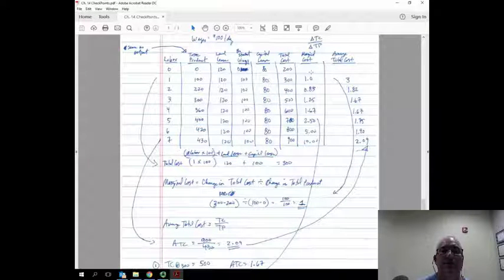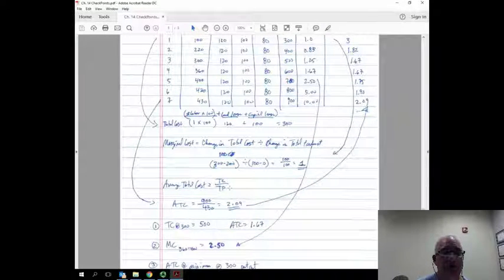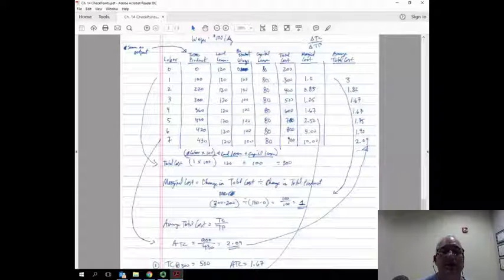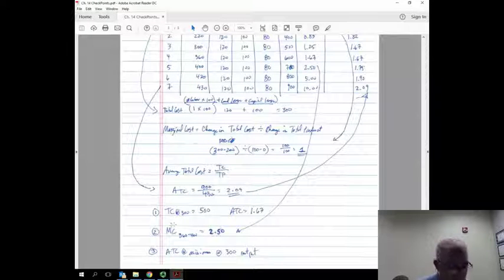Marginal cost, again, is the change in total cost over the change in total product. Okay, and the average total cost is total cost divided by total product. Okay, so need to generate all these columns here, and I've done some math down here to kind of help you figure some of this out. So again, let's look at some of the solutions here. The first one, total cost and average total cost. We got that. Total cost at 300 is 500 right here, and the average total cost then is 1.67. Okay.